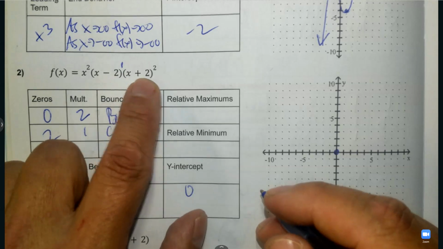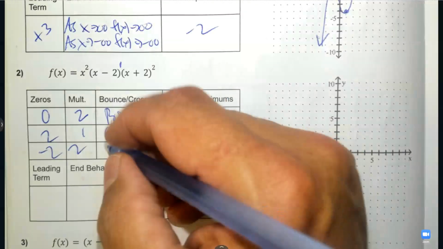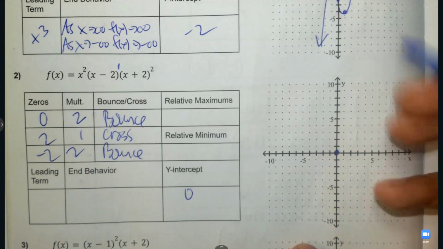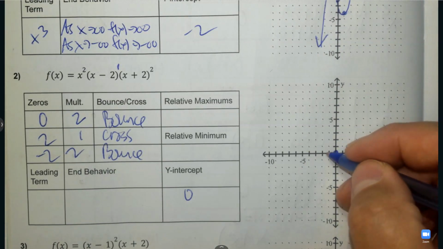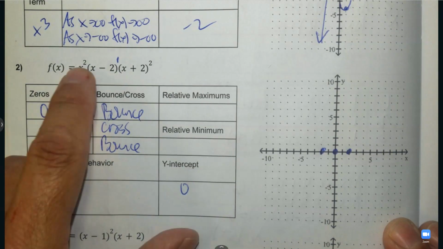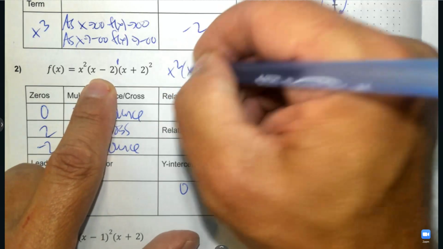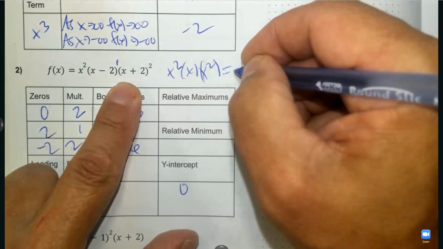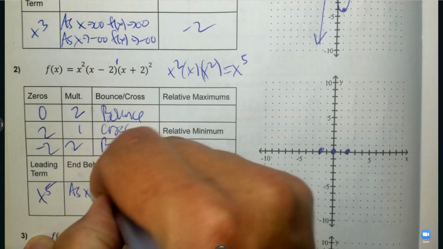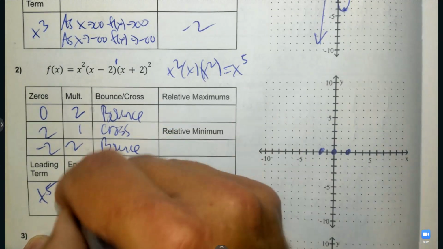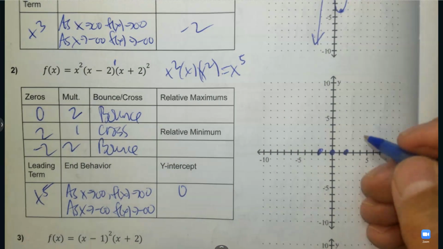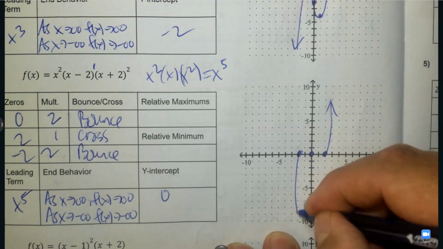And the last one is at -2. It has an even exponent, so it's going to bounce. The end behavior. So I have x squared times x squared. So if I add that across the exponents, I get x to the 5th. That means it's positive, which means the right end goes up, and odd, which means the left end goes down.